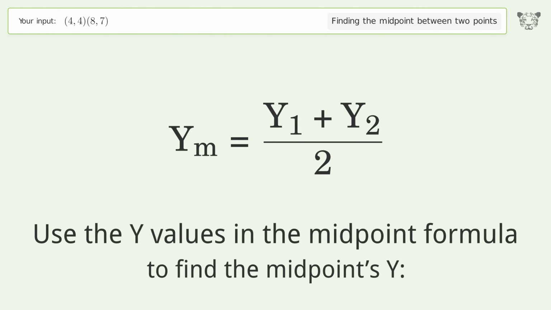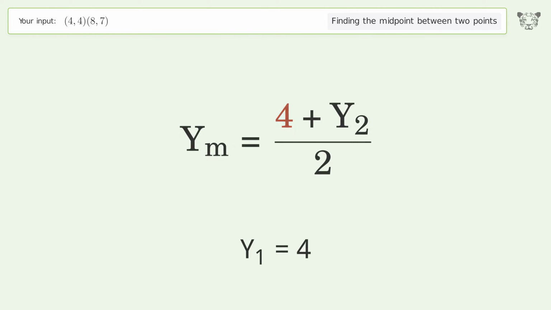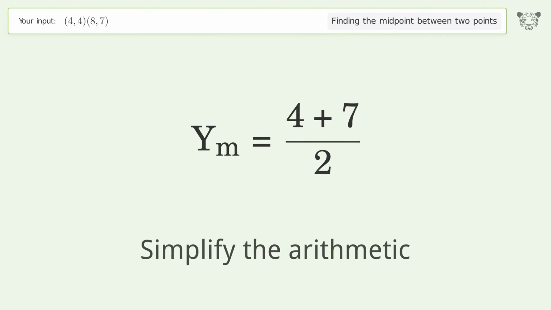Use the y values in the midpoint formula to find the midpoint's y. y1 equals 4. y2 equals 7. Simplify the arithmetic.